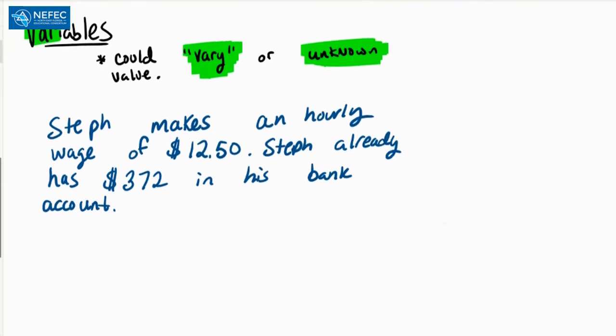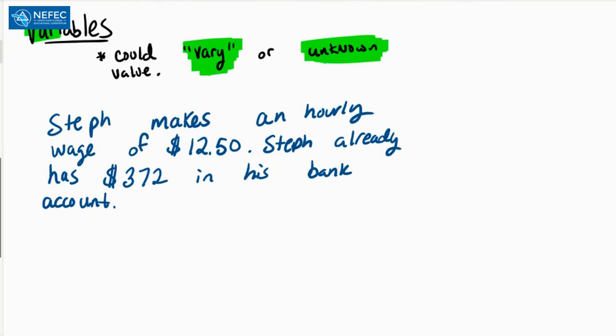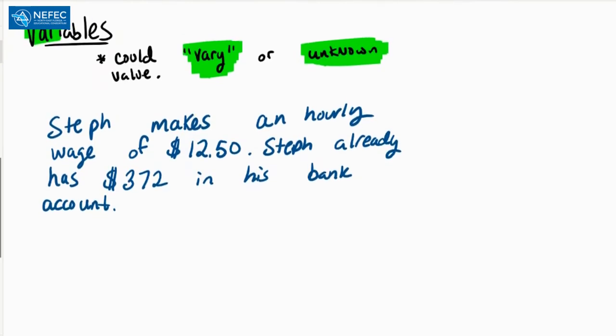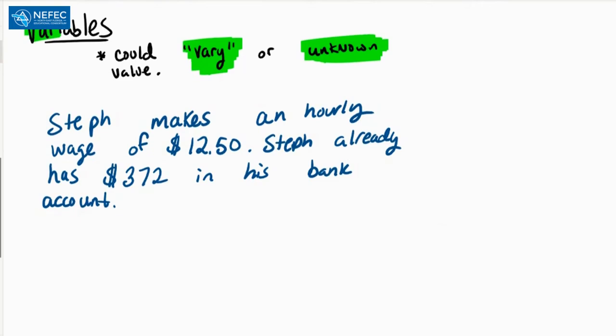So Steph makes an hourly wage of $12.50. Steph already has $372 in his bank account. If I wanted to represent this with either an expression or an equation, let's look at what we have and how we could represent the amount of money that Steph has. So, an hourly wage of $12.50.